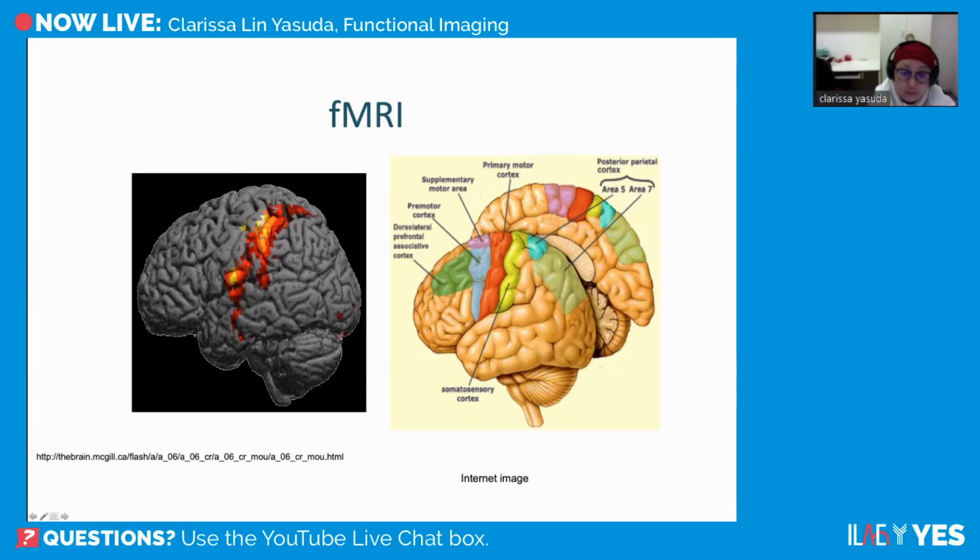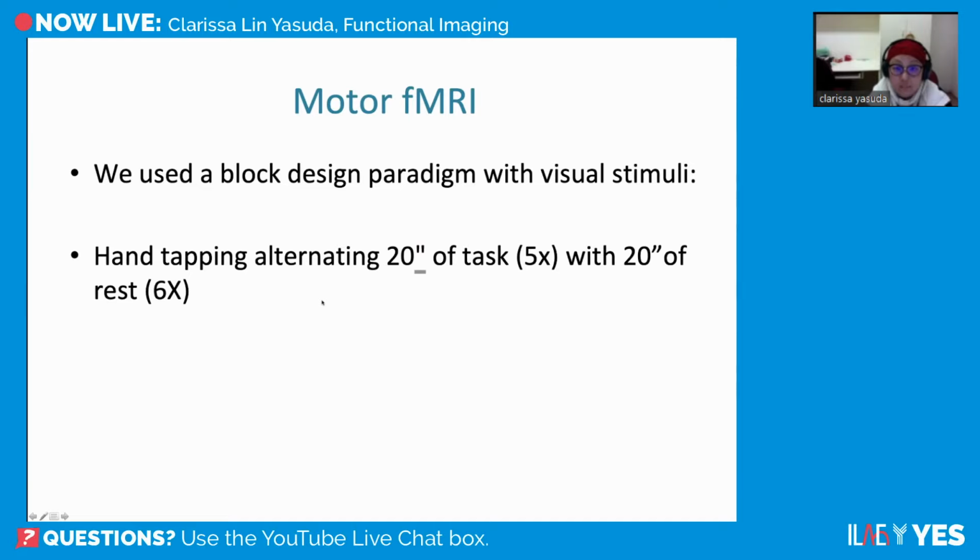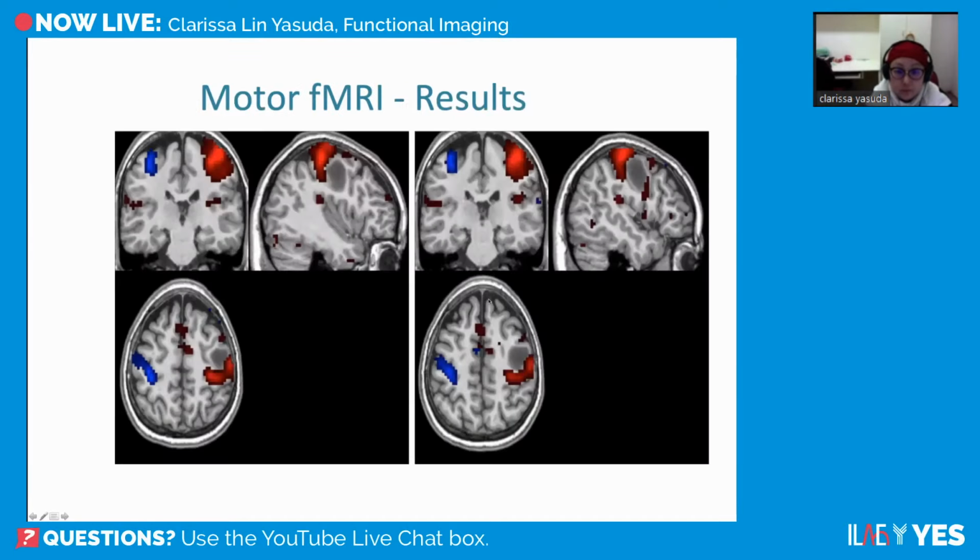Because fMRI can give you the map of activation, and then, for instance, you can apply a motor fMRI, like here. In Campinas, we use this block design paradigm with visual stimuli. So you will show a hand to the subject, and he is instructed to do hand tapping. So it alternates periods of 20 seconds of task, hand tapping, and then 20 seconds of rest. And with that, we are able to map the motor cortex.